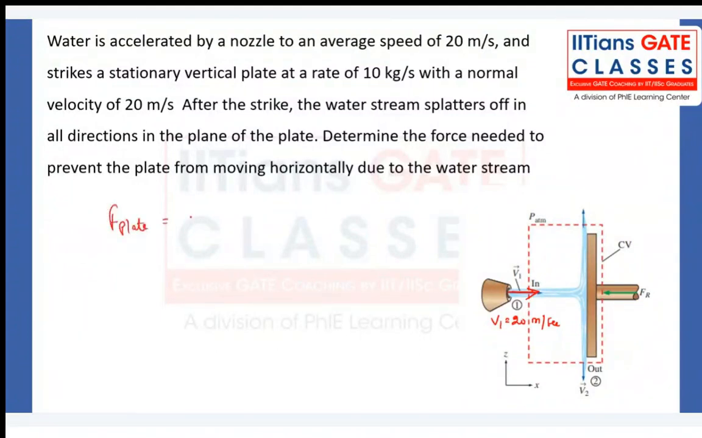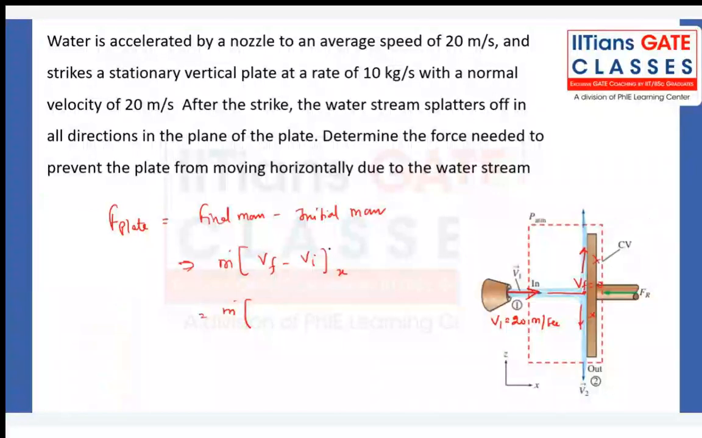Final momentum, initial momentum. Everyone knows the final momentum. What is the final velocity in the x direction, the moment it strikes? Zero. It strikes the plate and moves off like this, which is of no use, since we are writing the momentum equation in the x direction. That is 0 minus 20, times the mass flow rate 10, which is minus 200 Newton.